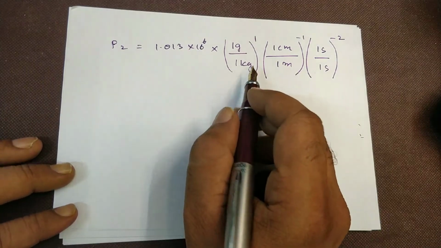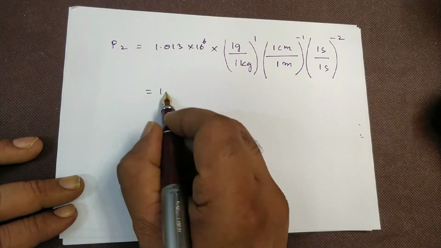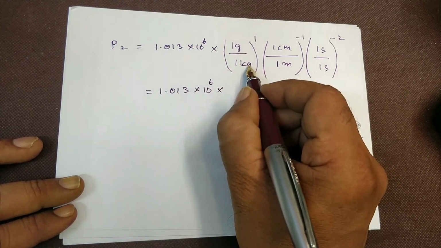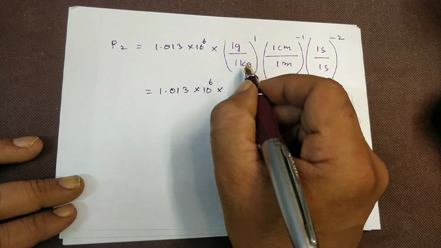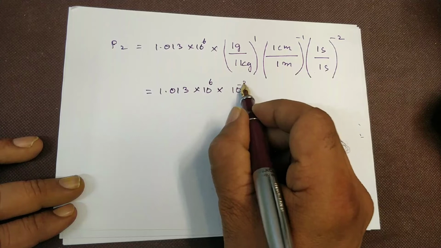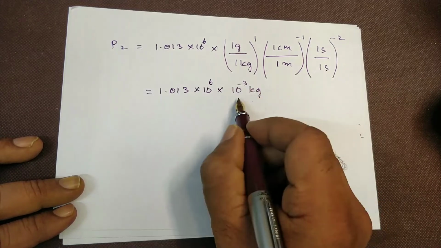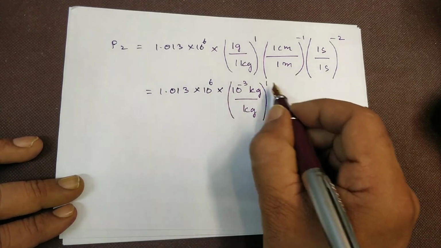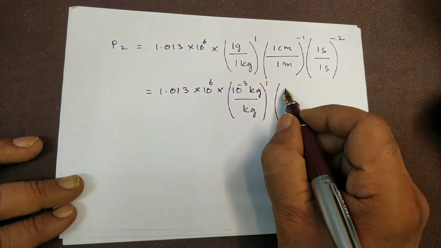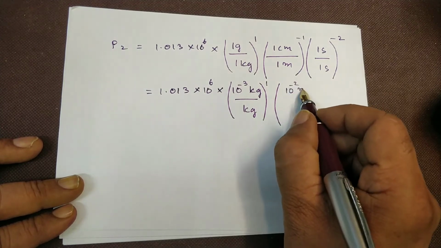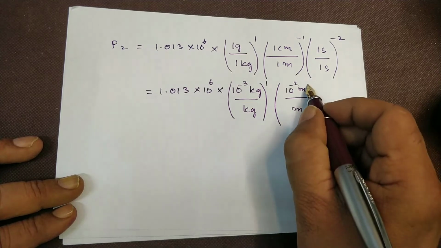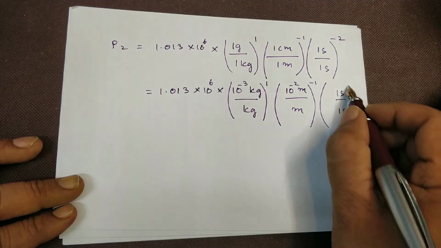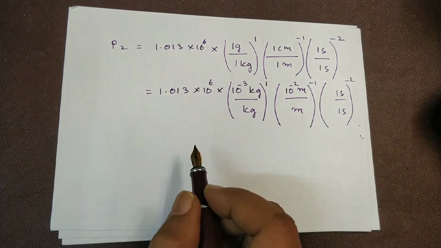We want to convert this into kg, is it not? Therefore 1.013 into 10 power 6 into 1 gram should be converted into kg. It means 10 power minus 3 kg, am I right? Divided by kg, power 1. 1 centimeter means 10 power minus 2 meter, divided by meter, power minus 1. And 1 second is 1 second only, so power minus 2.